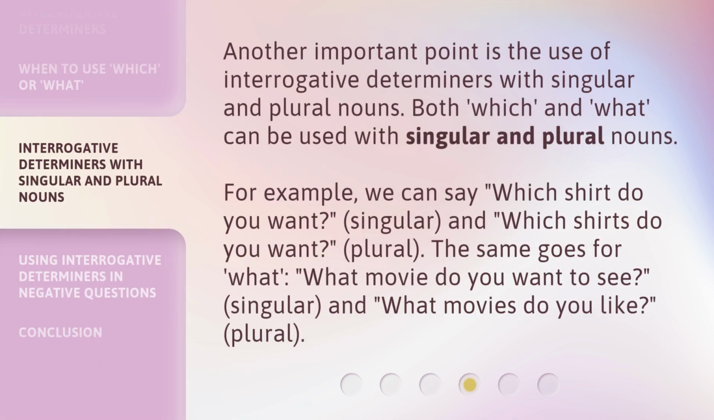Another important point is the use of interrogative determiners with singular and plural nouns. Both which and what can be used with singular and plural nouns. For example, we can say, "Which shirt do you want?" singular, and "Which shirts do you want?" plural. The same goes for what. "What movie do you want to see?" singular, and "What movies do you like?" plural.